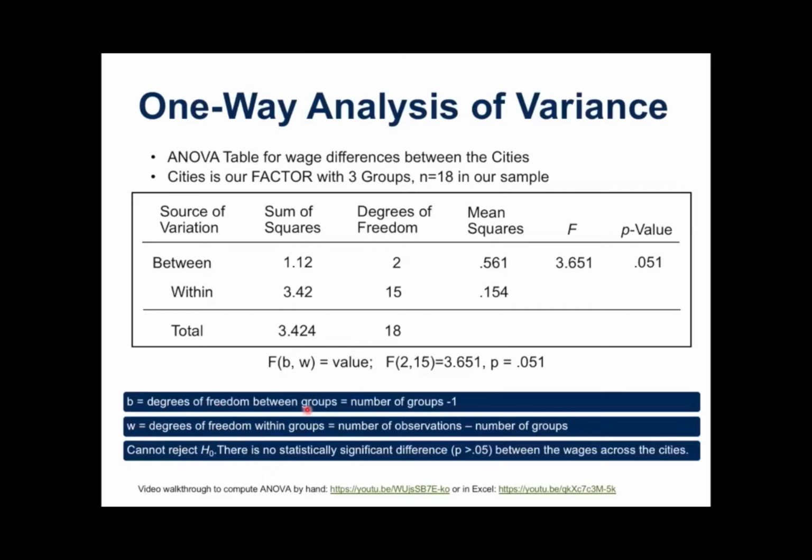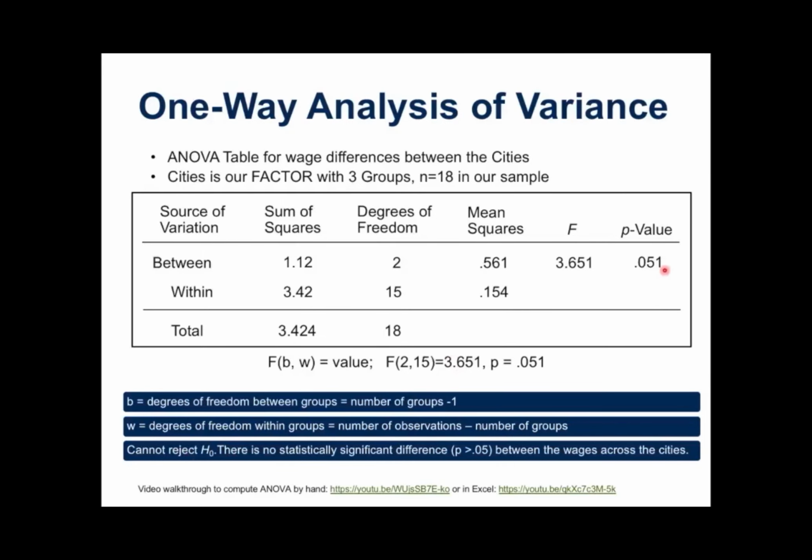The degrees of freedom between are always going to be the number of groups minus 1. The degrees of freedom within are the number of observations minus the number of groups. So in this case, the number of groups we had was 3. We had 3 cities that we were looking at, Paris, Munich, and London, minus 1. That's what gives us the 2. We had 18 total observations in our study. The n was 18, which you can also see here from that total calculated. And we subtract the number of groups that we have, which is 3, and that's how we get the 15.